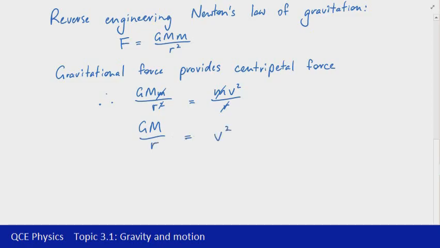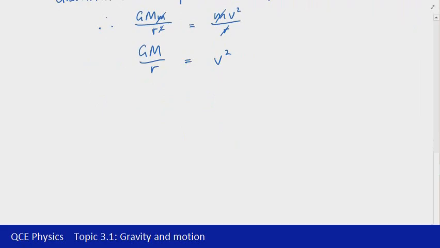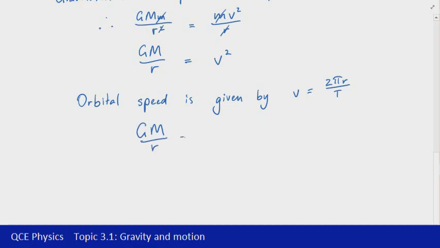Now though, I don't want to solve for v, I want to use a different relationship here, because you can see we haven't really got T in there anywhere yet. We've got 1 r, but we need it to be r cubed. So we know that orbital speed is given by the equation v equals 2 pi r on T. So we can substitute that in for v here. So G M on r is then going to be equal to 2 pi r on T all squared.